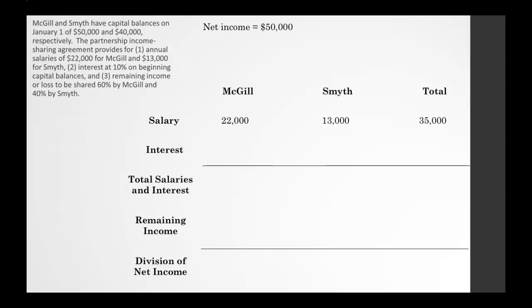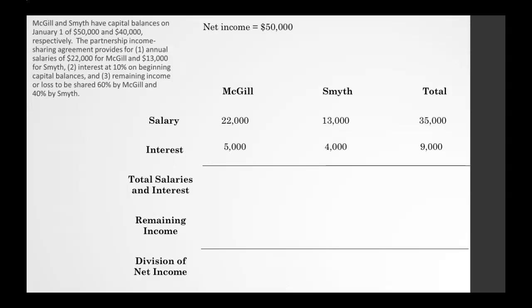Now, interest. We're told that the interest of 10% on the beginning capital balances is part of this agreement, right? So we take 10% of those capital balances that McGill and Smith had back on January 1st. So McGill had a capital balance of $50,000. Smith had a capital balance of $40,000. So we see that 10% of $50,000 gives McGill an extra $5,000. 10% of $40,000 gives Smith an extra $4,000. And once again, we add them up in that total column.